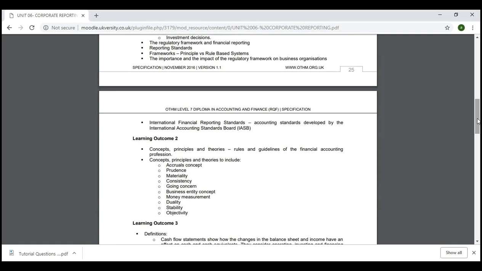Under the learning outcome we discussed the accrual concept, also known as the matching concept. We record the transaction when the transaction happens, not on the basis of when the cash is received, so income and expenditures should be recorded on the accrual basis. Prudence we discussed. Materiality we discussed. Consistency, and going concern: the business will carry on doing business as a normal business entity, a separate legal entity. We can measure money measurement, stability, and objectivity.